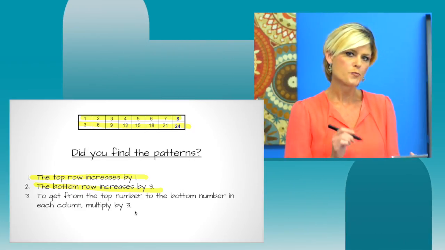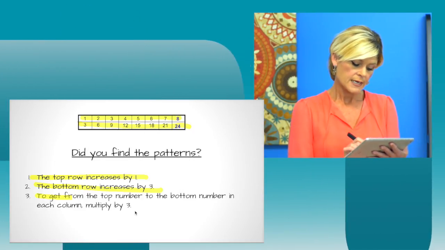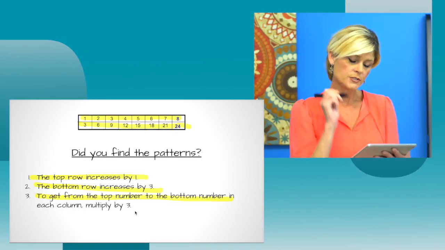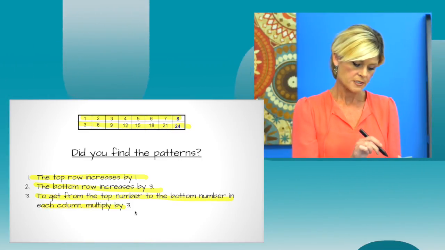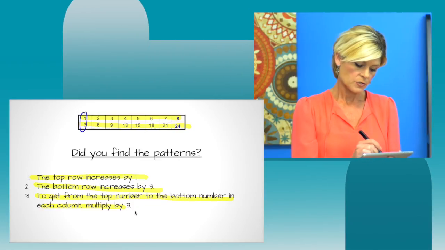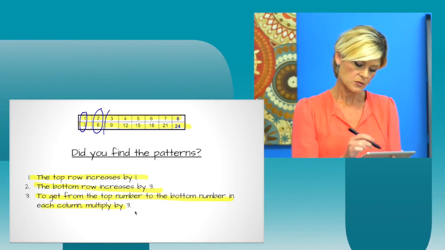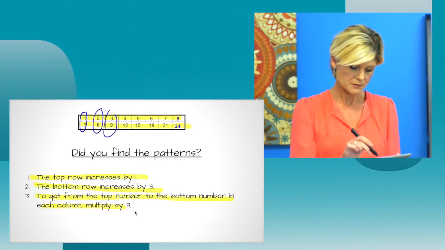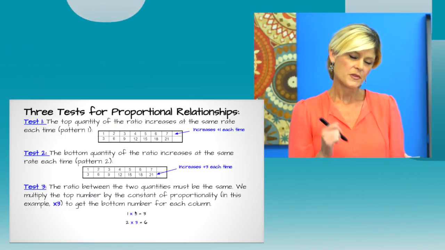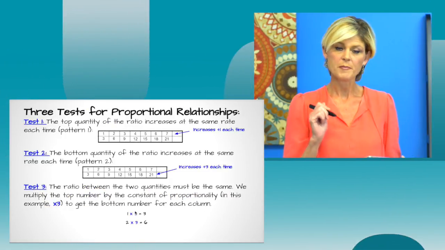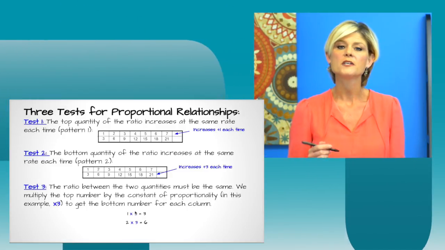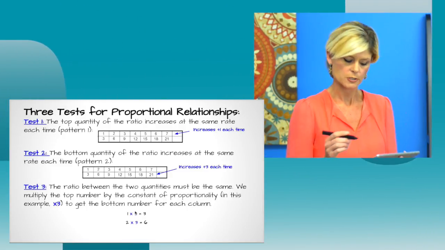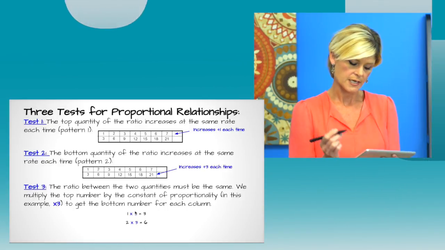And then the third pattern that I was hoping you'd pick up on is that to get from the top number to the bottom number in each column, you would multiply by 3. 1 times 3 is 3, 2 times 3 is 6, 3 times 3 is 9, and so on and so forth. So let's take a look at these 3 patterns. They actually are our 3 tests that will help us when we're looking for proportional relationships. Let's take a closer look at these 3 tests.